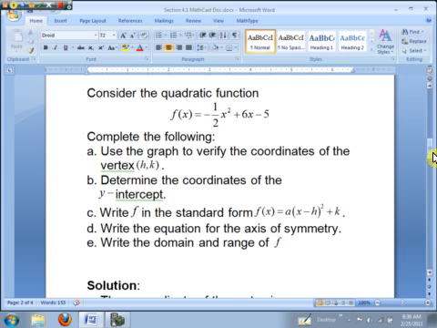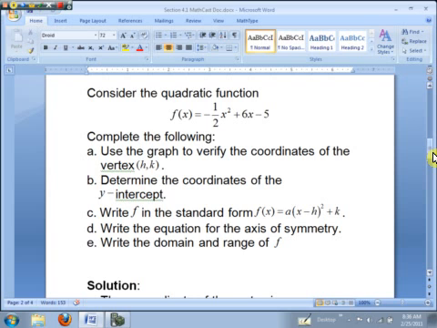So here's what we want to do. We have this function f of x equals negative 1/2 x squared plus 6x minus 5. And here's what we want to do. First, let's graph the function and find the coordinates of the vertex. We'll do that both algebraically and graphically.